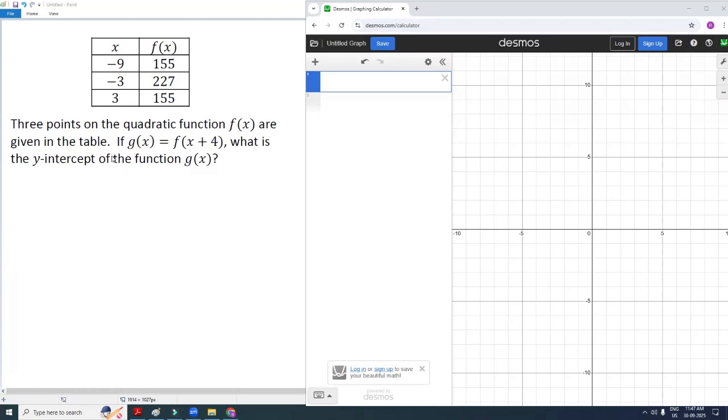x? Okay, to get the y-intercept of the function g of x, first we have to know the quadratic function f of x, because only if I know f of x, using this information I can get the function g of x, then I can get the y-intercept of the function g of x.